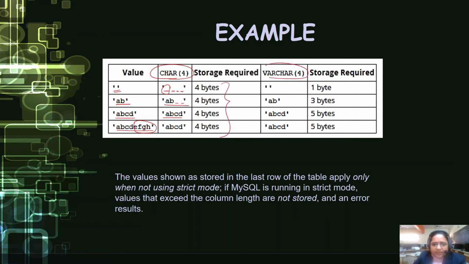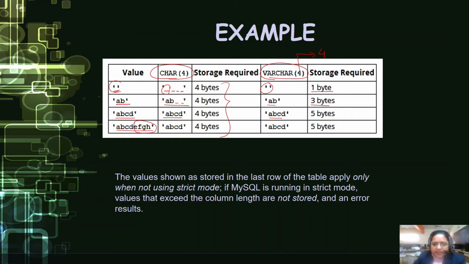Same with varchar, where the maximum length specified is 4, but internally it differs. If we are storing only a single white space character, it will take up only 1 byte. AB requires 3 bytes: 2 bytes for representing AB, and 1 extra byte for length information.